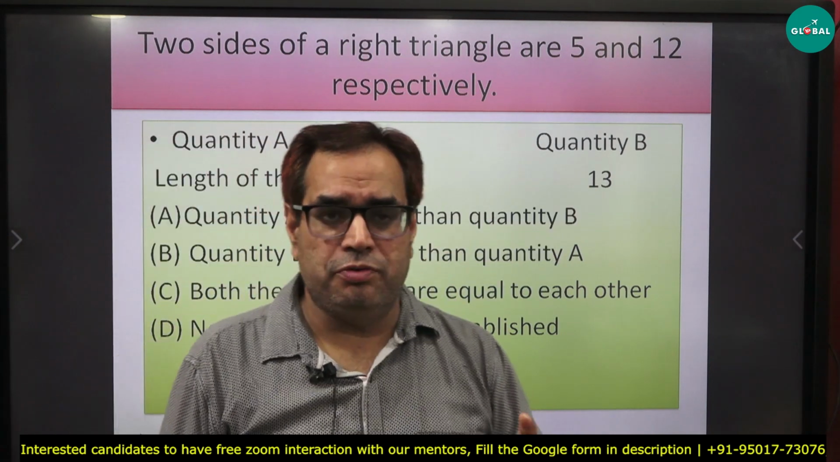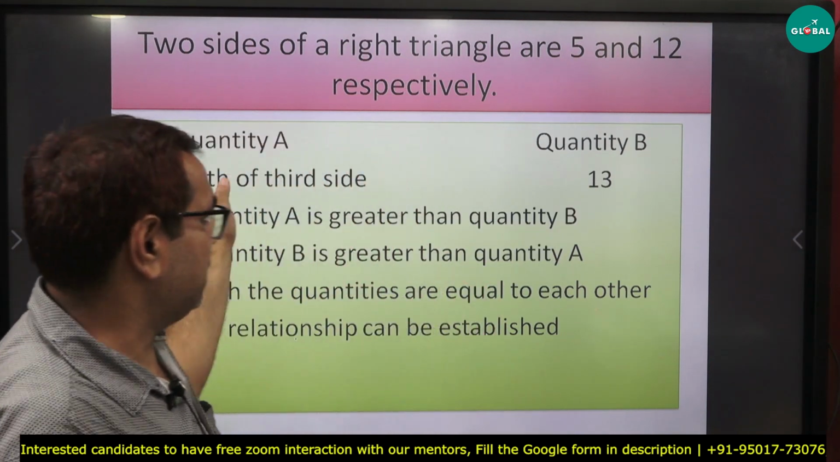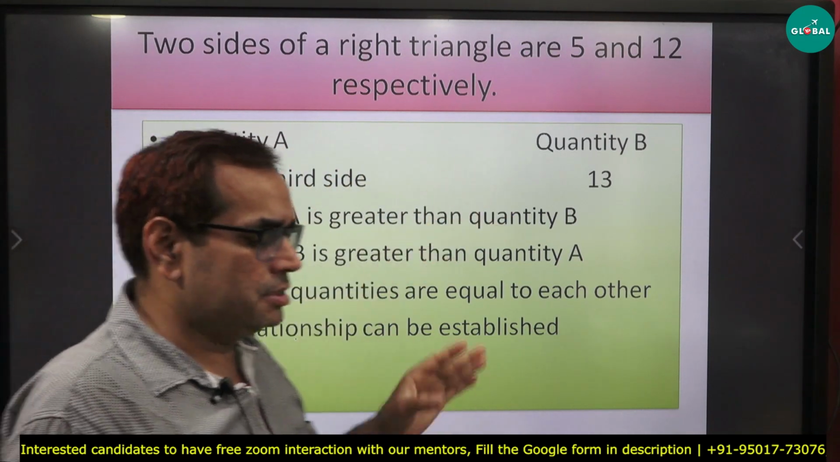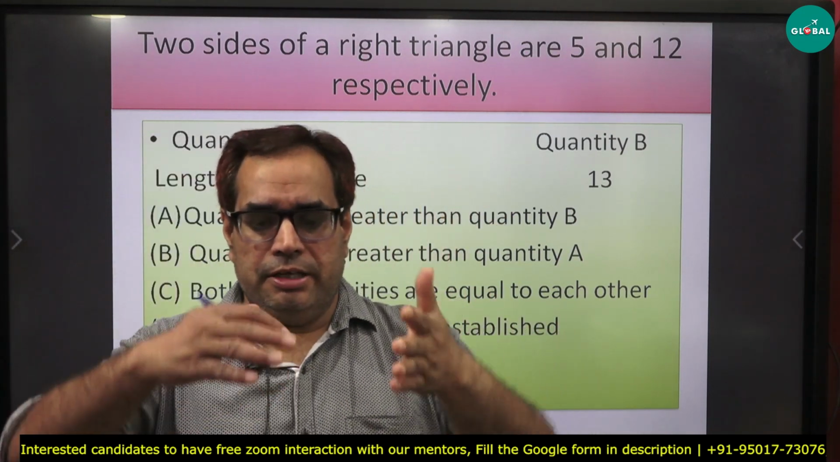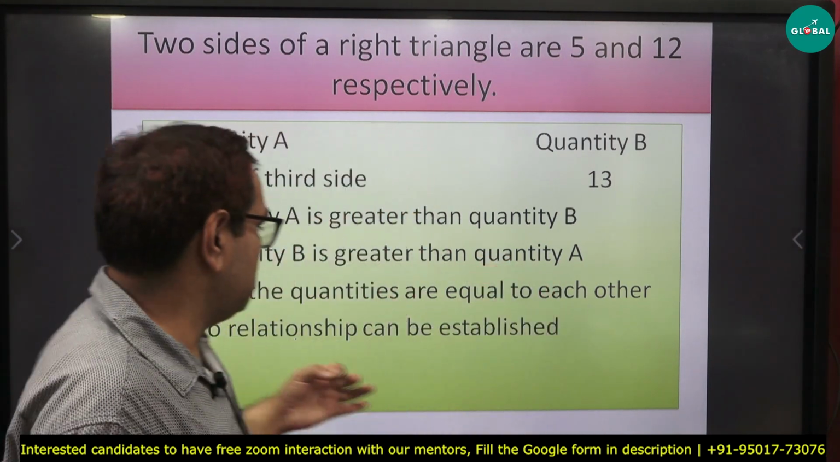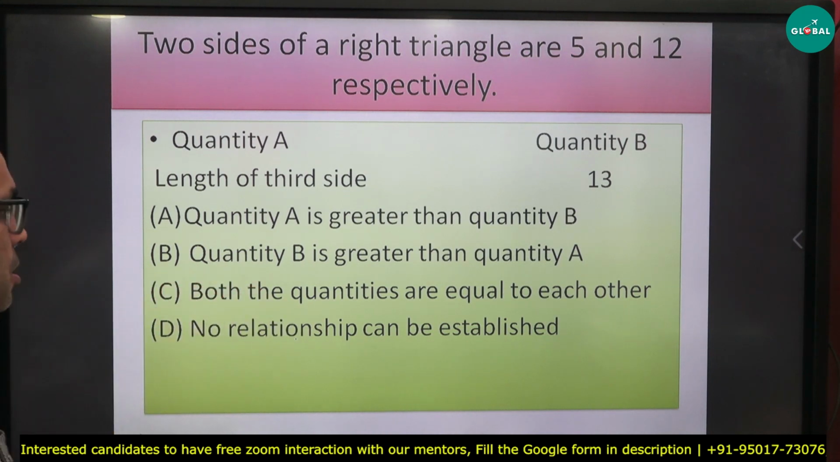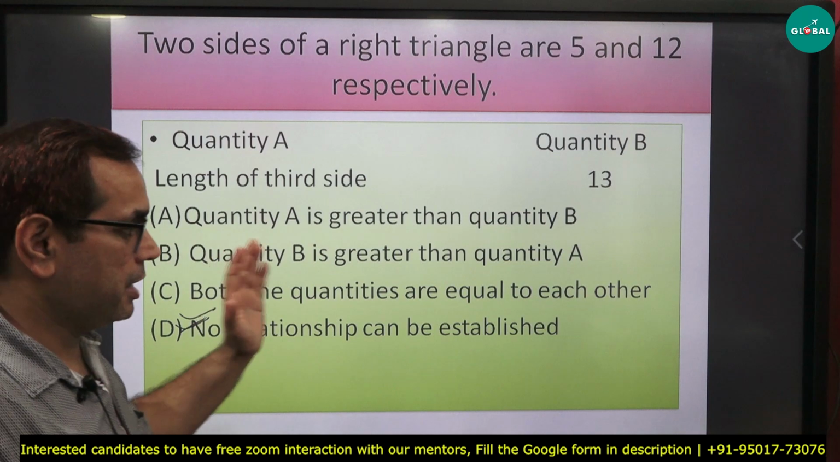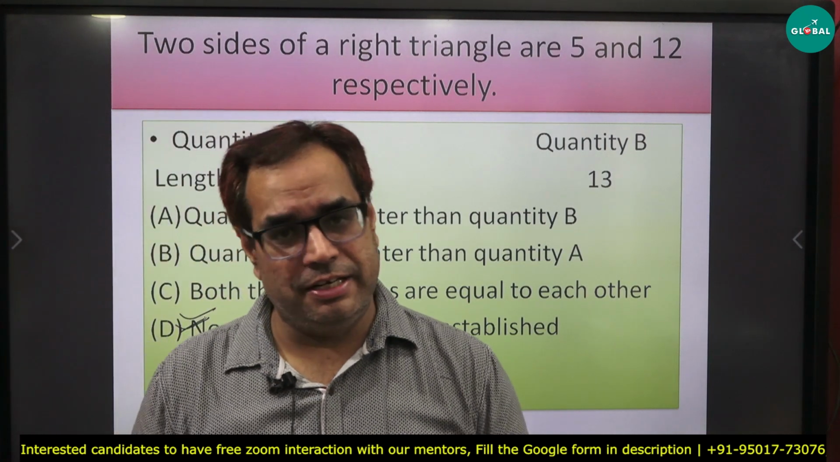If this is the situation, that sometimes this quantity is equal to this and sometimes it comes to be less than or greater than this, in such a case we say that there is no clear relationship between the two quantities. The relationship cannot be established. So D is going to be the right answer to this question. Please take care of such important points in the GRE exam.